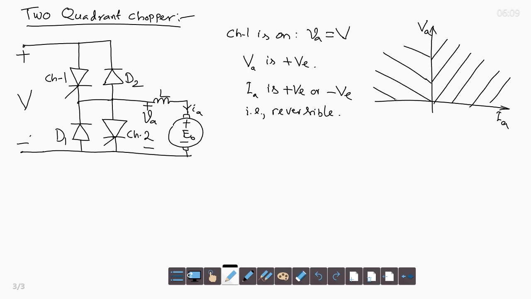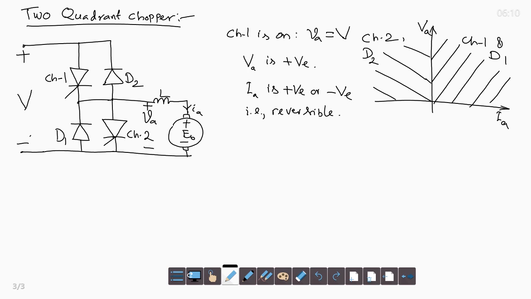So, you get 2 quadrant operation. In the first quadrant you have chopper 1 and D1 giving forward motoring operation, and in the second quadrant you have chopper 2 and D2 operating and giving regenerative braking action. So, you get 2 quadrant chopper.